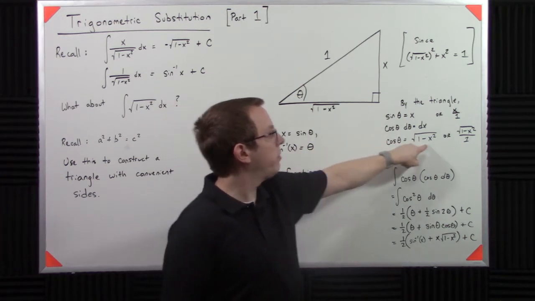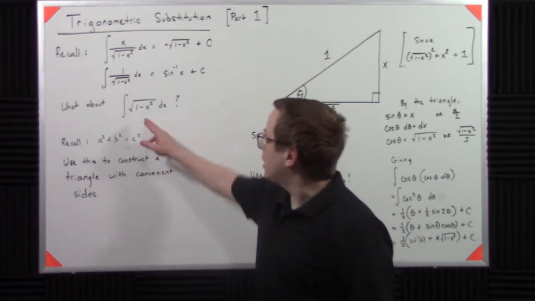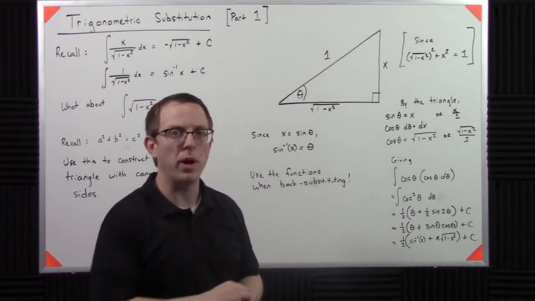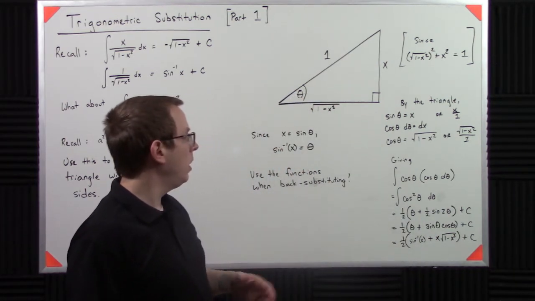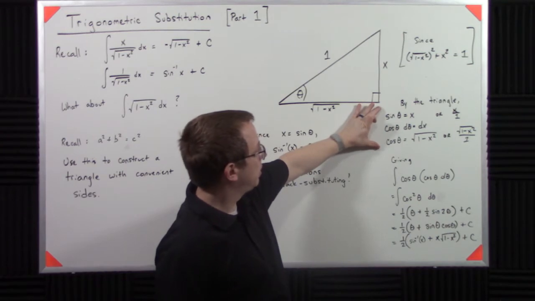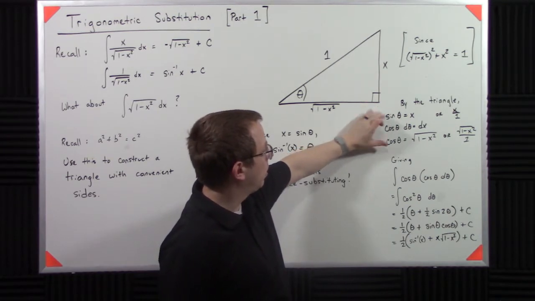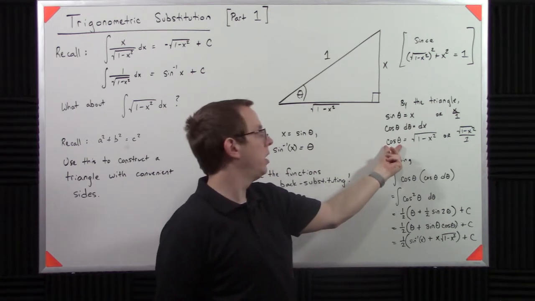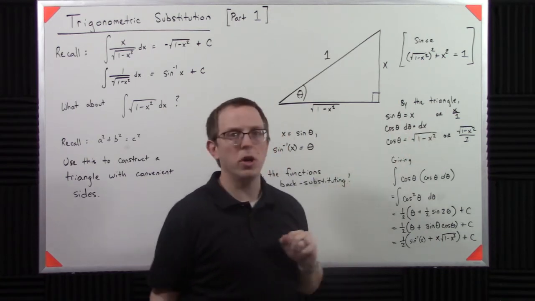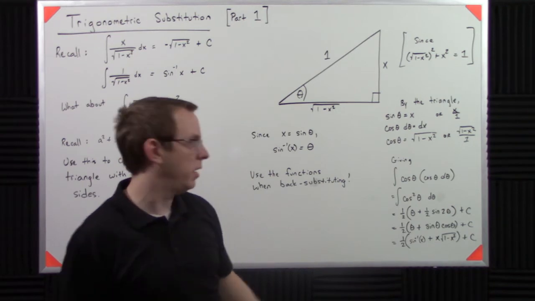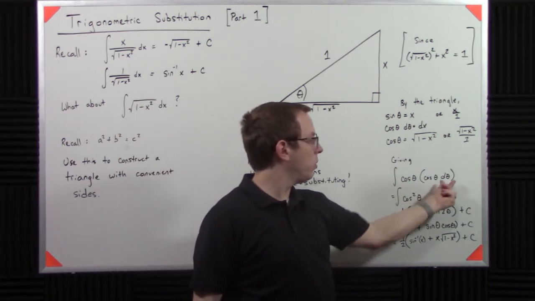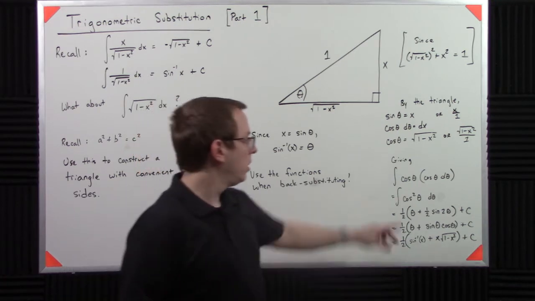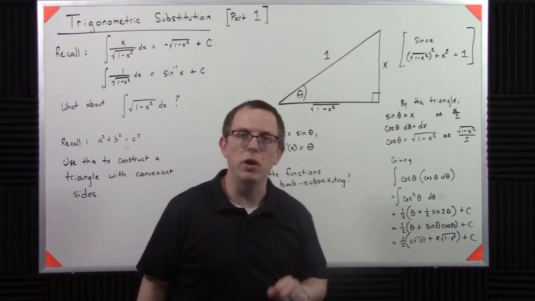Now what I also get, which is interesting, is that cosine of theta, which is adjacent over hypotenuse, is in fact exactly equal to this quantity, the square root of 1 minus x squared. So now I can say that square root function just becomes a cosine, and that dx also becomes a cosine of theta d theta. So I have a cosine of theta d theta, which then reduces to this, cosine squared theta d theta.